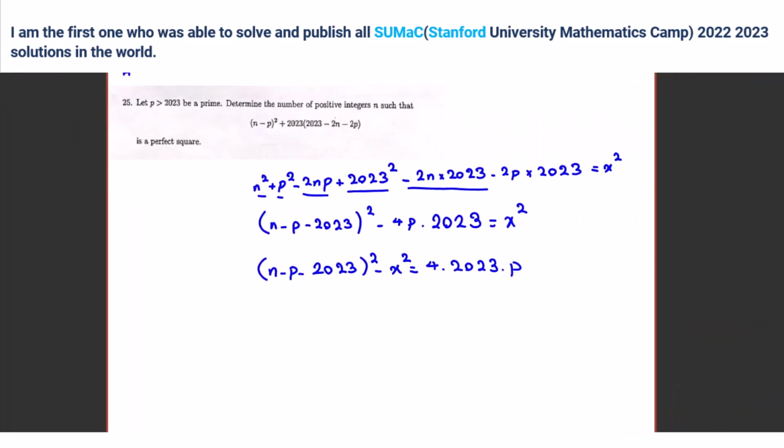Okay, wait, but for example, if I let n minus p minus 2023 plus x equal to 4p, and I let the other term equal to 2023, and I simplify it, I would get something like 2n equals 6p plus 6069. But what do I do from there? Because there's no more x in this equation. It's just one equation with two variables, n and p.